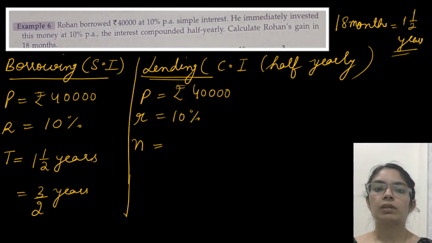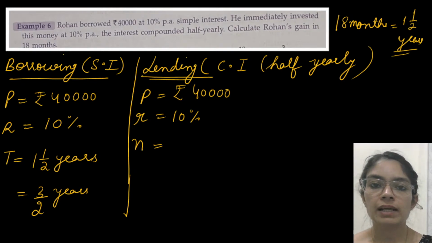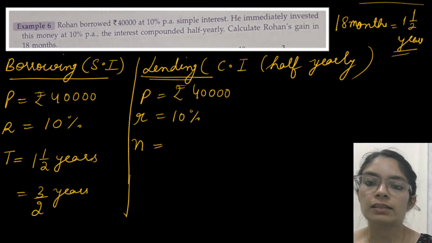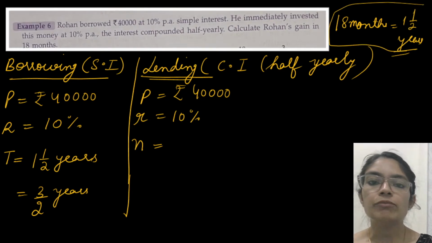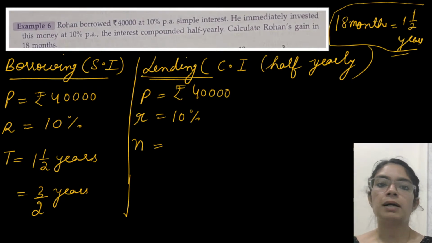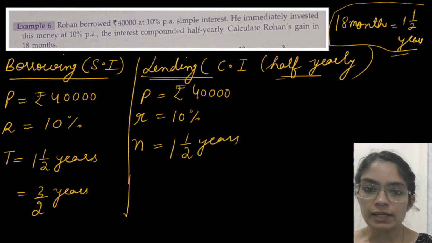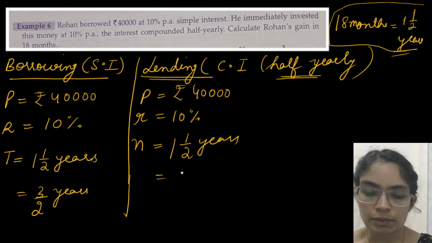Because in these chapters, both in simple interest as well as in compound interest, time we always consider in years. So it is given to us in months. We know 18 months is 1.5 years, so I'll be writing here 1.5 years. It's half yearly, so I have to change the mixed fraction. This will become 3/2 years.